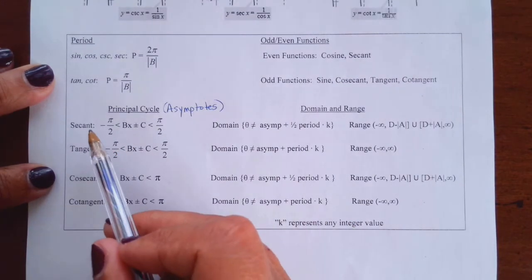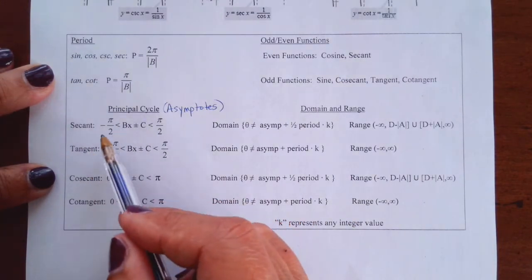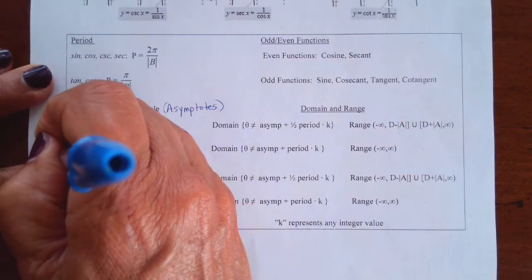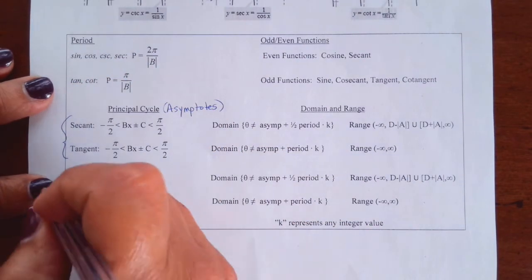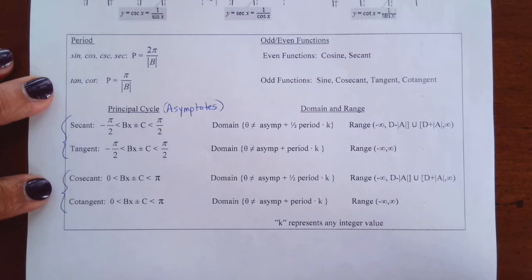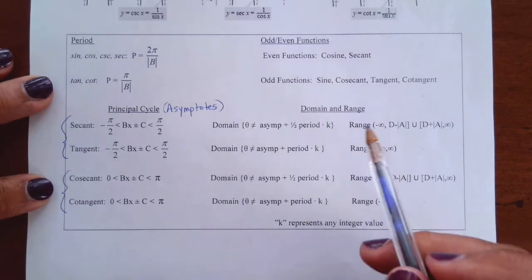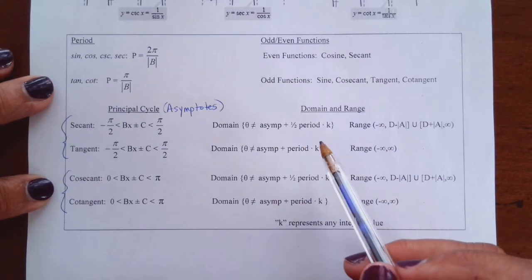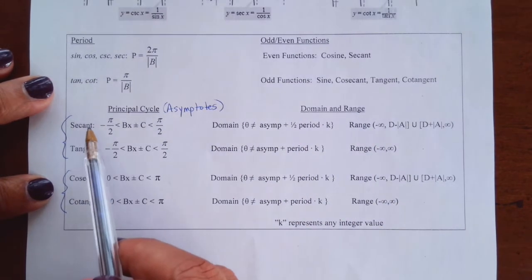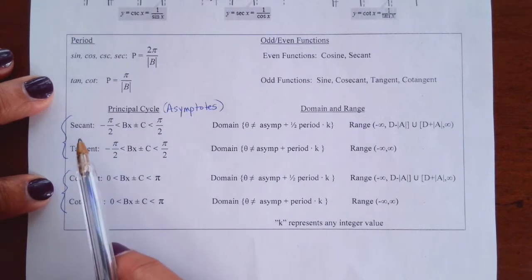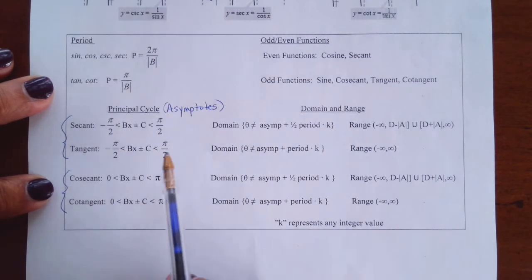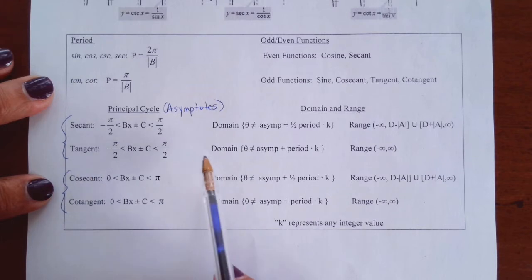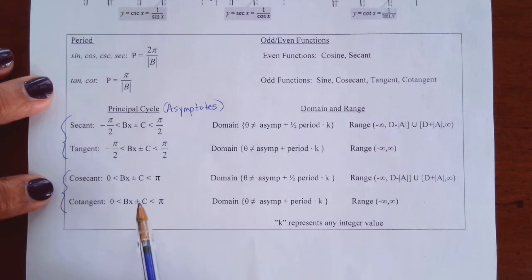So notice the secant and the tangent have the same formula for asymptotes or the principal cycle, and then cosecant and cotangent have the same. Okay. All right, domain and range. Now this is just for secant. This is the line for secant. So everything on this top line are the formulas for you to find these things for secant. And the second line, all the formulas for tangent, and then cosecant and cotangent at the bottom.